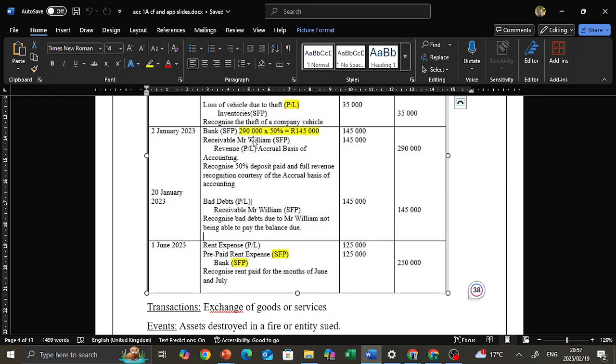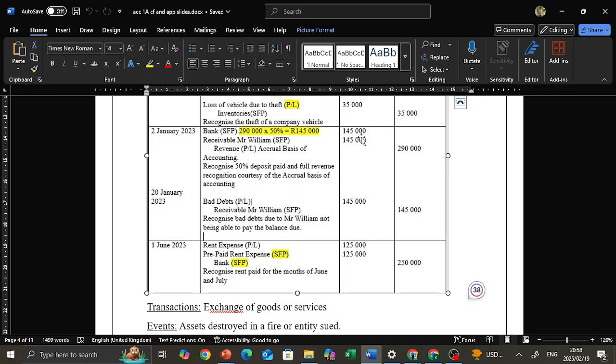That's two different asset account titles. Both of them are assets, but two different account titles. Why? Bank belongs to the statement of financial position because it is an asset, and we know assets are recorded in that statement. It's 290,000, the full value of the vehicle, times 50% to get half the value, equals 145,000. That's how much we got in our bank because he paid half on the 2nd of January.